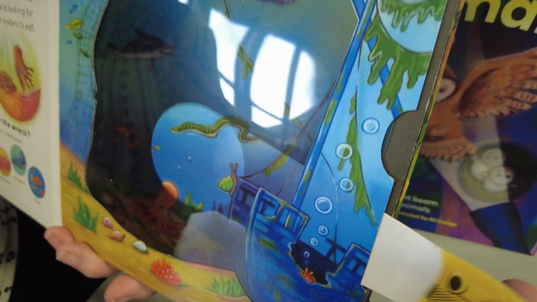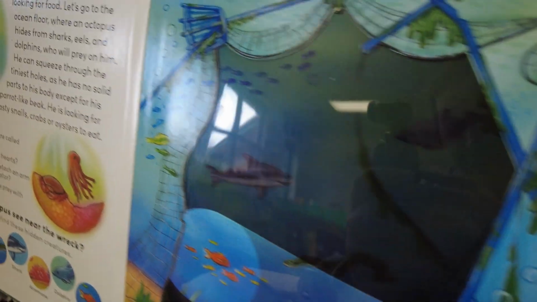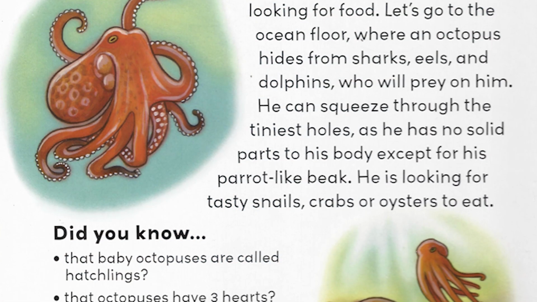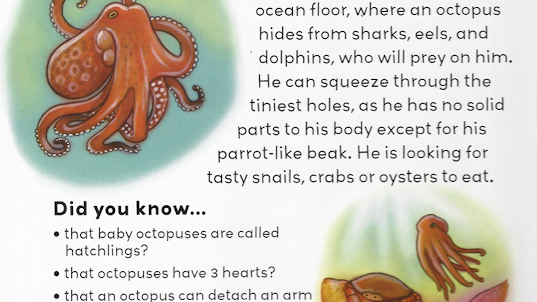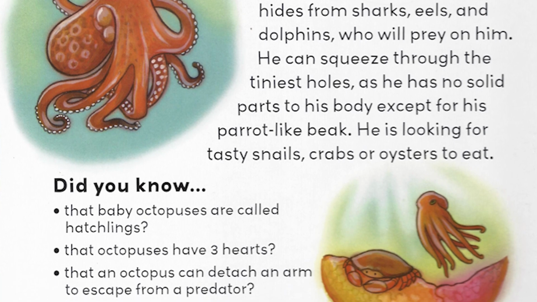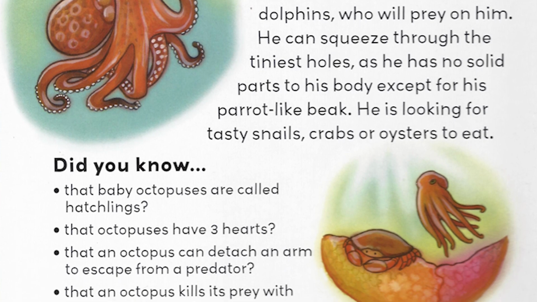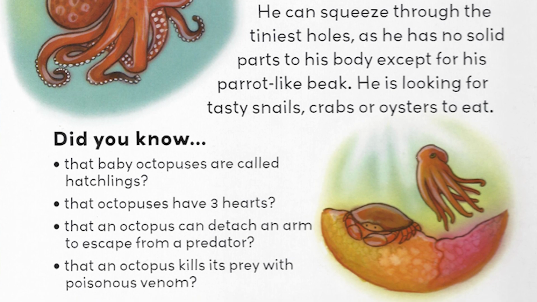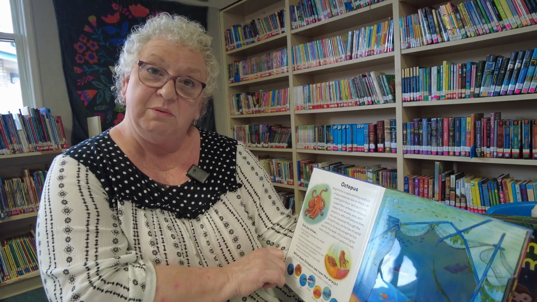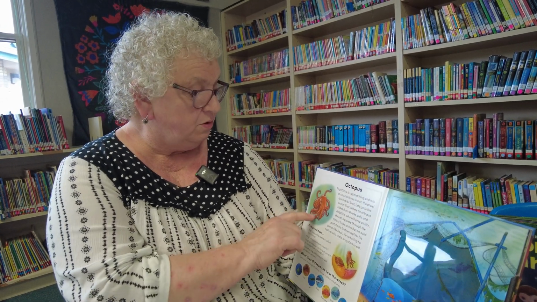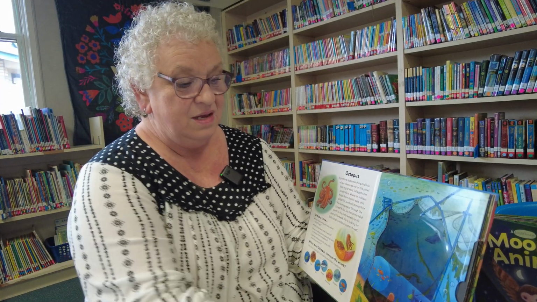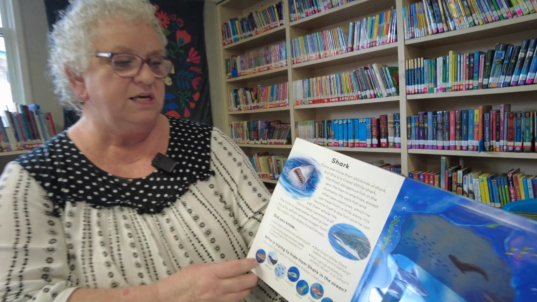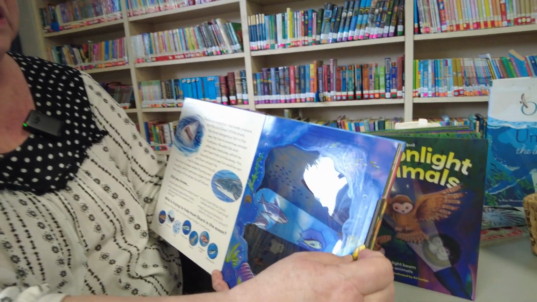Also included in the book are some great questions. Did you know that baby octopuses are called hatchlings? I'll pick one other one. An octopus can actually detach one of its arms to escape from a predator. Because remember, an octopus has 8 arms. So you can turn the page. This is like a board book, so we have a nice thick page. It's very user-friendly for kids.